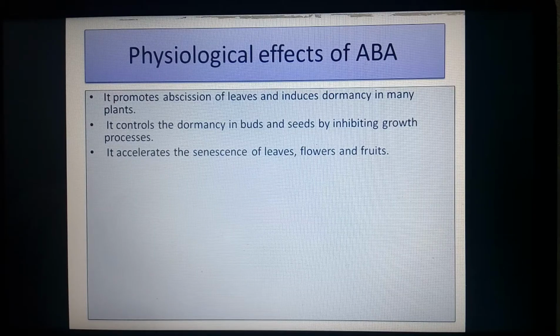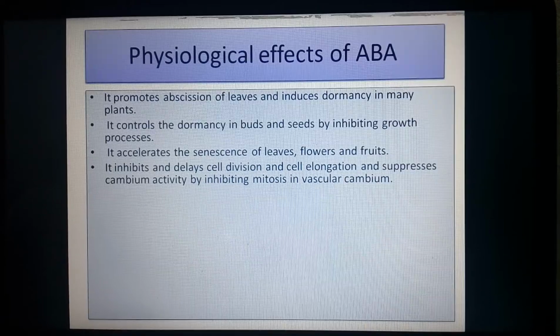Next, it inhibits and delays the process of cell division, as it is a growth inhibitor. Obviously it is going to delay cell division and cell elongation also. If cell division is delayed, that means mitotic cell division is inhibited. If mitosis is inhibited, then secondary growth inside the plant body is also inhibited.